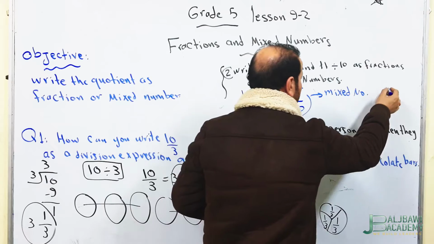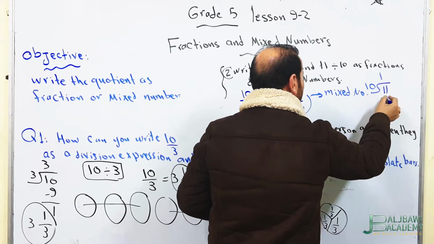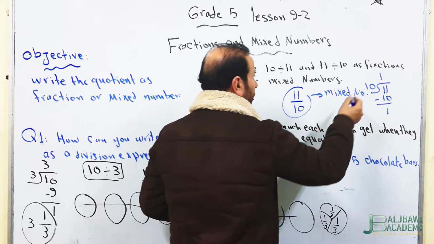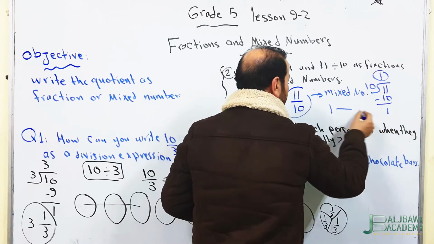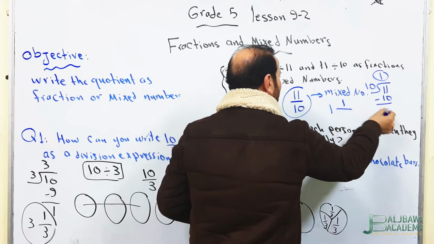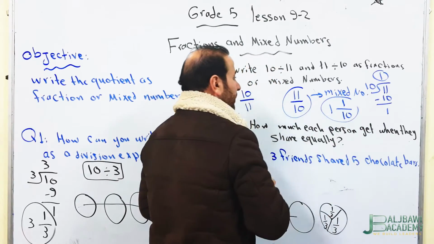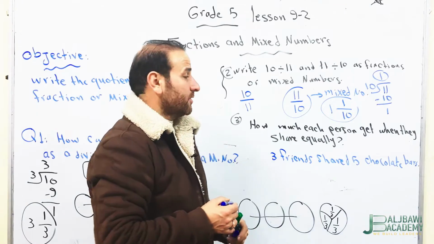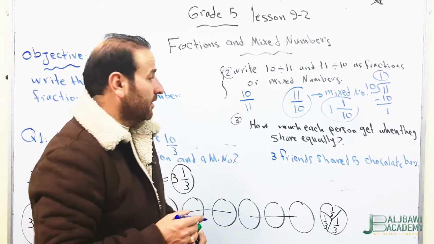So we make 11 divided by 10 equals 1. 1 multiplied by 10 is 10. We subtract, we get 1. So the quotient is 1. We write it as the whole part. And the remainder, 1 out of 10. So for each one of them, the answer will be 1 and 1 over 10, because the last number, which is the 11th one, we divide into 10 parts.